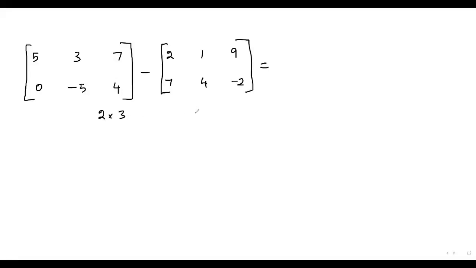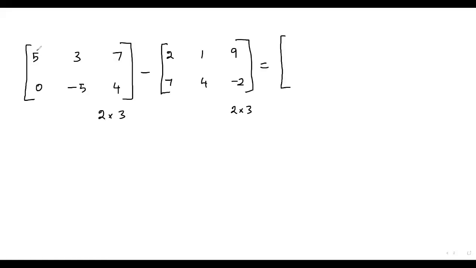Okay, now let's write the order of the second matrix. We have 2 rows and 3 columns. So we have the same order in the second matrix also. That is 2 by 3. Since the given two matrices are the same order, we will be able to subtract these two matrices. To do subtraction of these two matrices, we have to do a simple thing. That is, we have to subtract the corresponding elements.